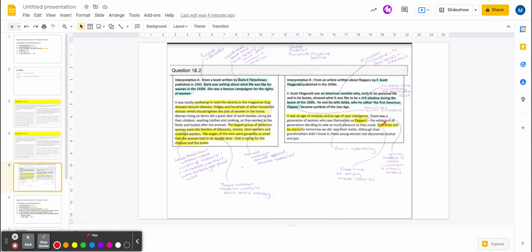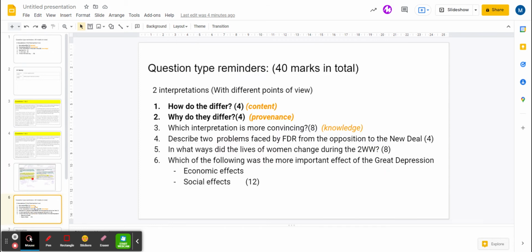And it's talking about how they would eat, drink, and be merry. So it's suggesting that these women have lots of free time to enjoy this luxury lifestyle in America. So, the questions that we are looking at are question 1, which is how do they differ?